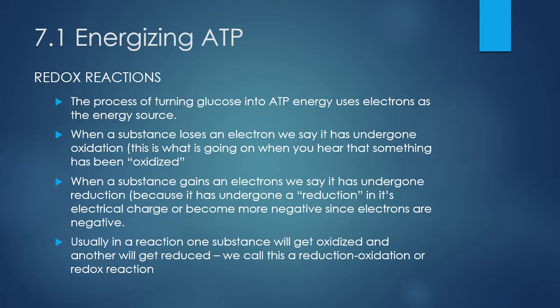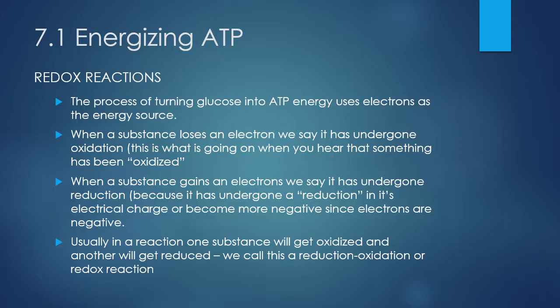And when a substance loses an electron, we say it's undergone oxidation. So if you've heard the term something's been oxidized, like it's rusted, that's what happens when it's exposed to oxygen and loses an electron. So when you hear that term oxidized or oxidation, that means an electron has been lost from a substance.